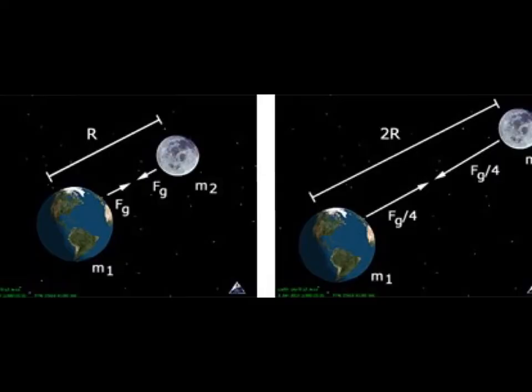So the other factor that's going to affect your force of gravity is the distance between the two objects. So in the first case here, we have a smaller distance, so this results in a greater force of gravity. In the second case here, we have a larger distance, so our force of gravity is inversely proportional to your distance.